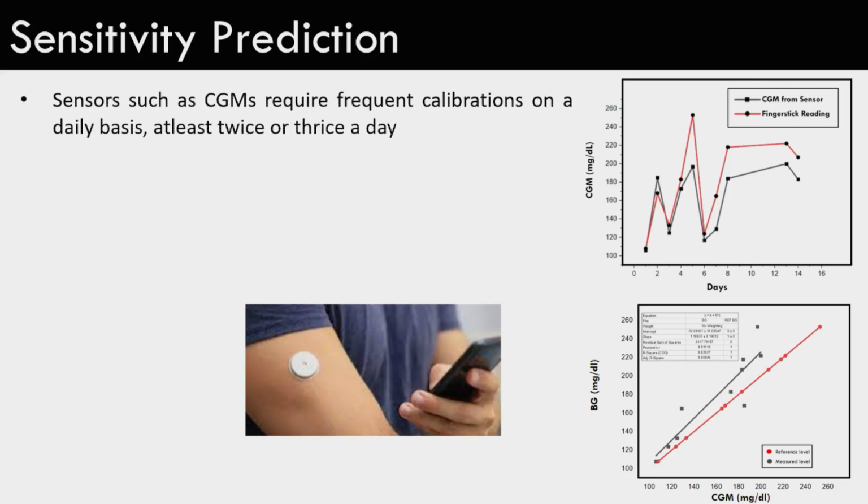So now, just towards the end, we are almost going towards the end. Here, one of the challenges in continuous monitoring is the degradation in sensitivity due to biofouling. Once you implant the sensor, if you look at the right hand side plots, this is a CGM sensor.